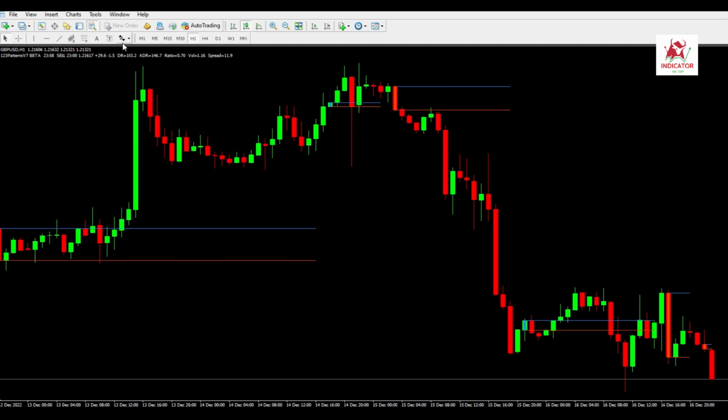Forex Pattern 123 Indicator MT4 has an amazing capability to detect high potential price action patterns. It also plots the entry trigger levels and profit targets at the same time in trading charts. All in all, it gives you a complete pattern-based trading solution.